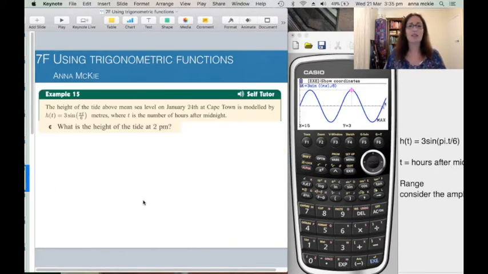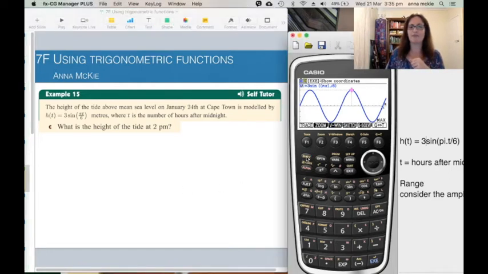Part C, what is the height of the tide at 2 p.m? So at 2 p.m, that's your t's time. What value of t should we put in now for 2 p.m? Don't say 2. So it's how many hours after midnight? That's 14. If we're solving for a y calc, you could use that function. I quite like to use trace, and then you type your number 14 in, x is 14, and you look at your y value, 2.598, so 2.6, that is our height.